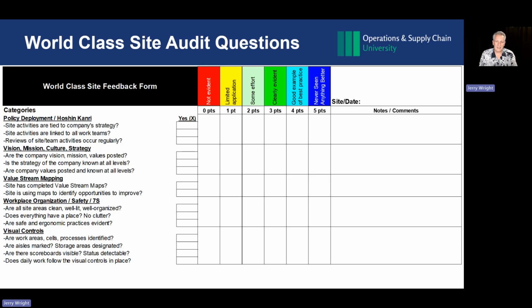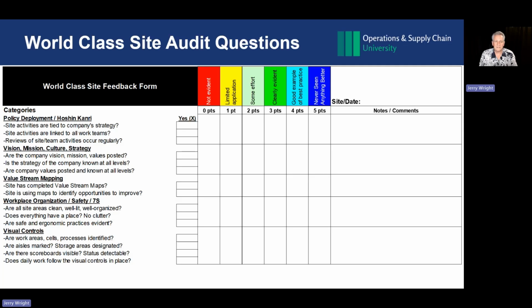So drop to the next category. Maybe this one we say, okay, it's a limited application. It's a 1. Vision, mission, culture, and strategy. Are the company vision, mission, and values posted? Yes, great. No, okay, they're not there. Is the strategy known to everybody? Can you ask an operator on the floor and say, do you know what your company's strategy is, or have an idea of it? If they can't tell you what it is, then no, it's not at all levels. Are the company values posted and known at all levels? So maybe you go through this, you say, yeah, there's limited application. We'll give it a 1.